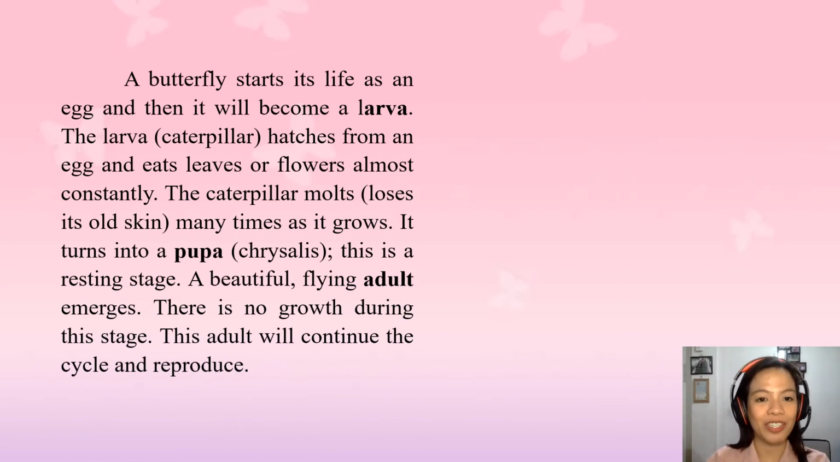A butterfly starts its life as an egg and then it will become a larva. The larva or the caterpillar hatches from an egg and it eats leaves or flowers almost constantly. The caterpillar molts, losing its old skin many times as it grows. It turns into a pupa or chrysalis. This is a resting stage. A beautiful flying adult emerges. There is no growth during this stage. This adult will continue the cycle and reproduce.